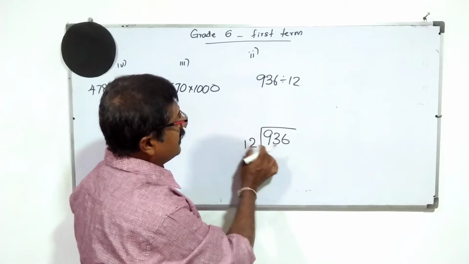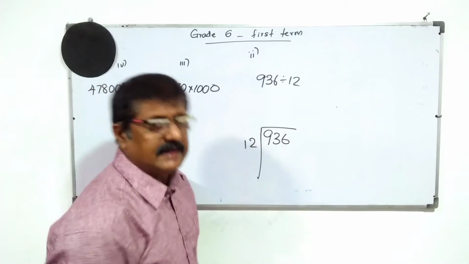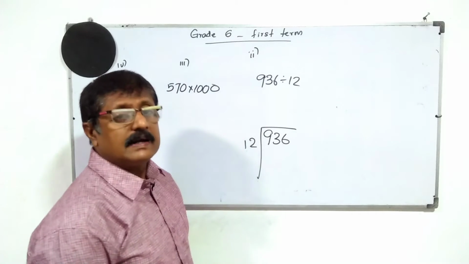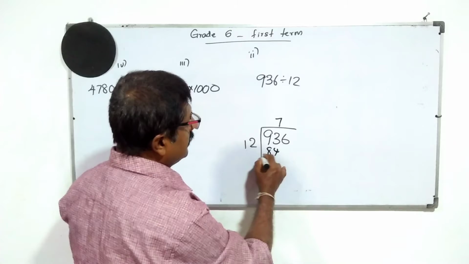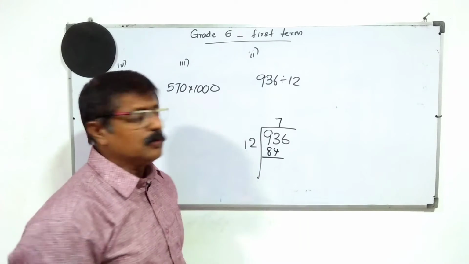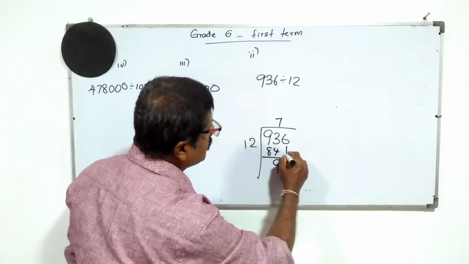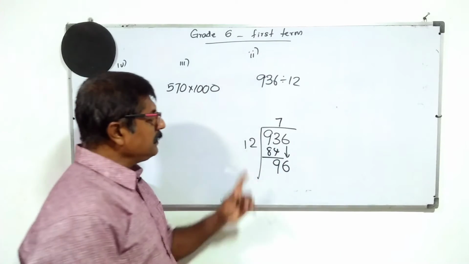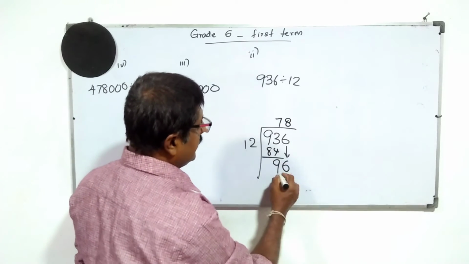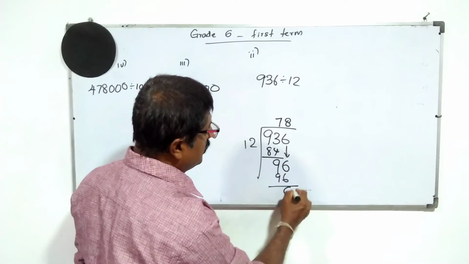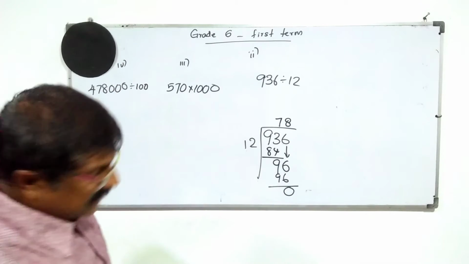How many 12s can you take from 9? You can't take any. Then let's go to 93. How many 12s can you take out of 93? You can take 7. That is 84. Then when 84 is removed, 9 will remain. Then take up this one, 96. How many 12s can you take out of 96? Exactly 8. That is 96. There is no remainder.